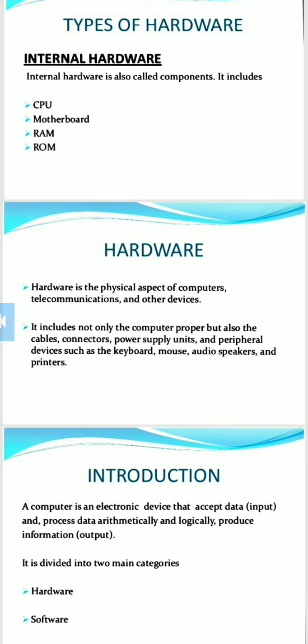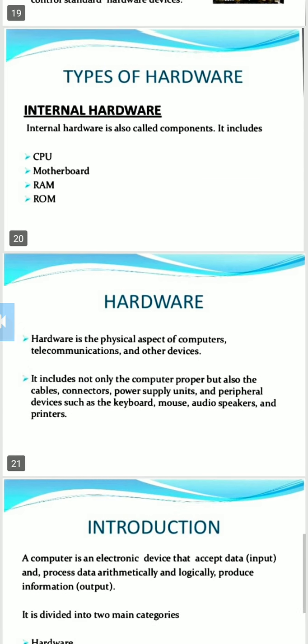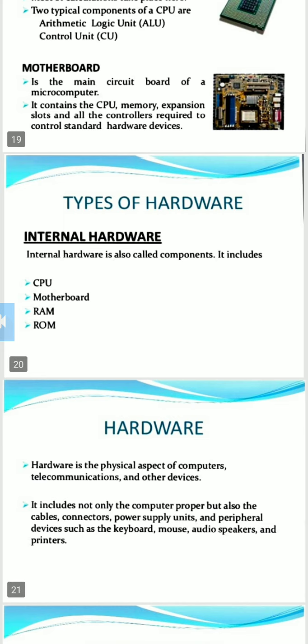It includes not only the computer proper but also the cables, connectors, power supply units, and peripheral devices such as keyboards, mouse, audio speakers, and printers. Types of hardware. First one is internal hardware: CPU, motherboard, RAM, then ROM.